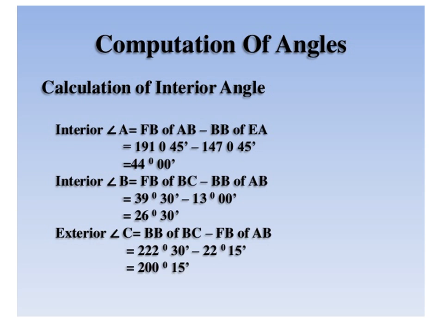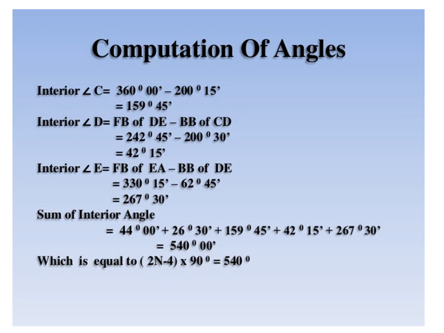Similarly, exterior angle C equals back bearing of BC minus forward bearing of CD. Since the difference is greater than 180 degree, it is treated as an exterior angle. So the interior angle C equals 360 minus 200 degree 15 minutes as an exterior angle. So the interior angle C equals 159 degree 45 minutes. Similarly, interior angle D equals forward bearing of DE minus back bearing of CD. So it is 42 degree 15 minutes.